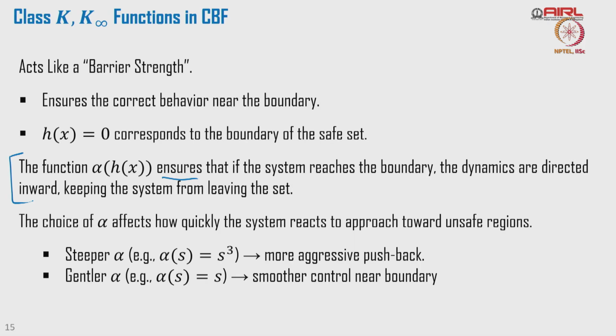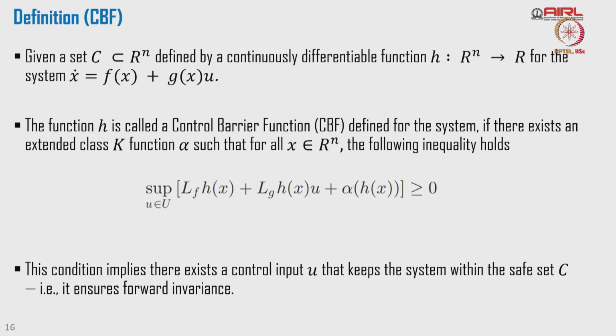The choice of alpha affects how quickly the system reacts to approach toward the unsafe region. So if it is a steeper alpha or steeper K infinity function, then there will be a more aggressive pushback, and if it is a gentle alpha, then there will be a smoother control near the boundary and it will be pushed accordingly away from the unsafe region, right?